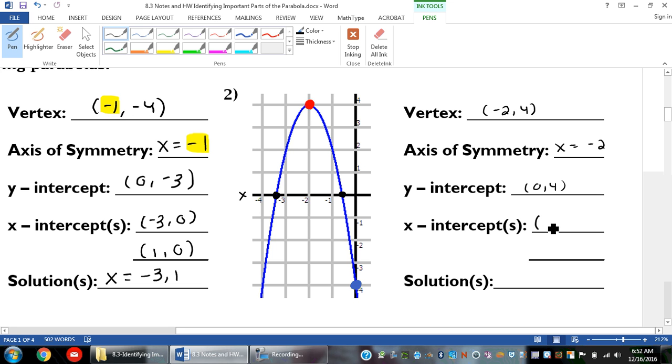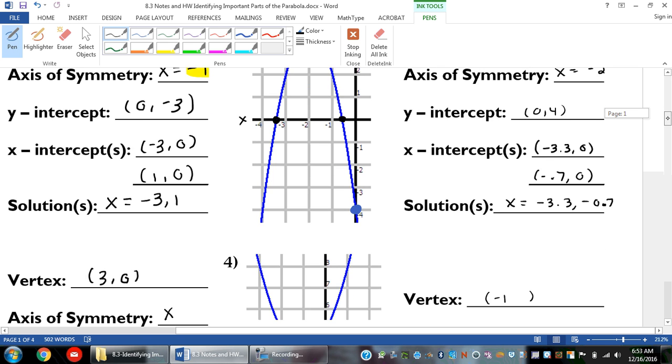So let's say it's like negative 3.3, comma 0. Again, I'm just guessing. And let's do negative 0.7, comma 0. Again, we are just estimating. So if I have 2 x-intercepts, I have 2 solutions. That's x equals negative 3.3, comma negative 0.7. Again, adding that 0 in front of the decimal does not do anything.